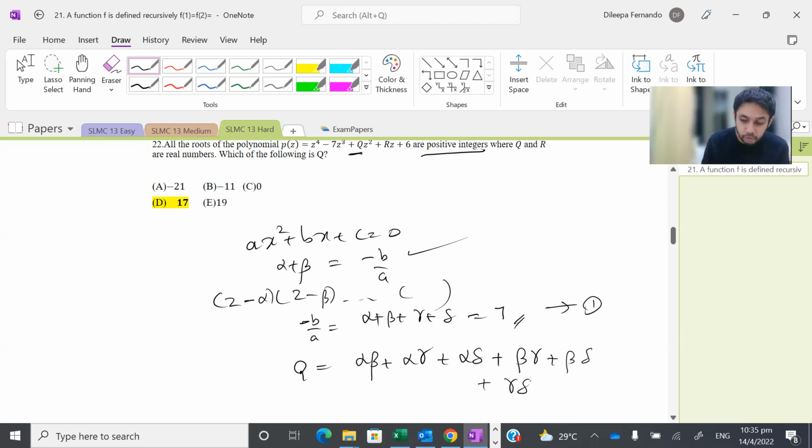You can verify whether you have considered all the combinations. You know that there are 4 and you have to choose 2. So 4C2. 4C2 is 6. So you have 6 terms. So this is Q. And this is what you have to find.